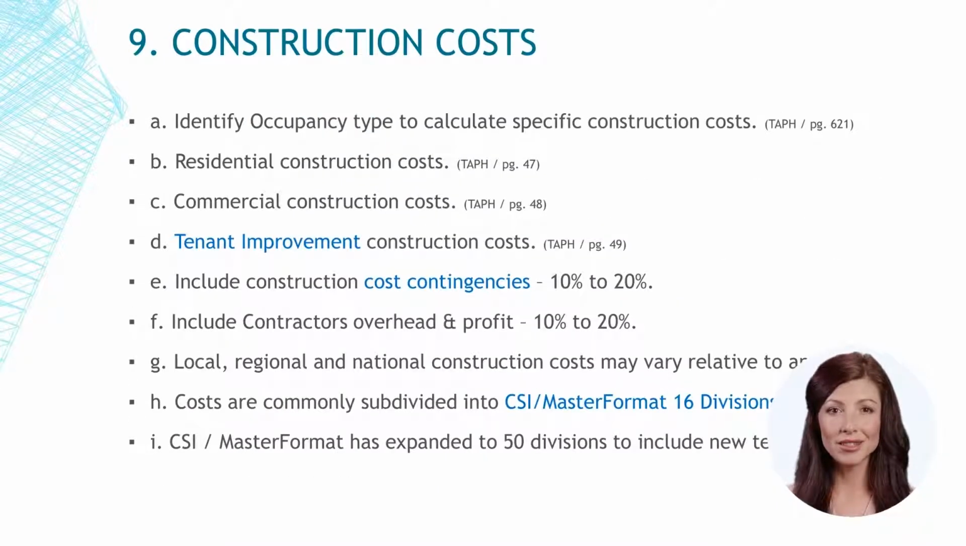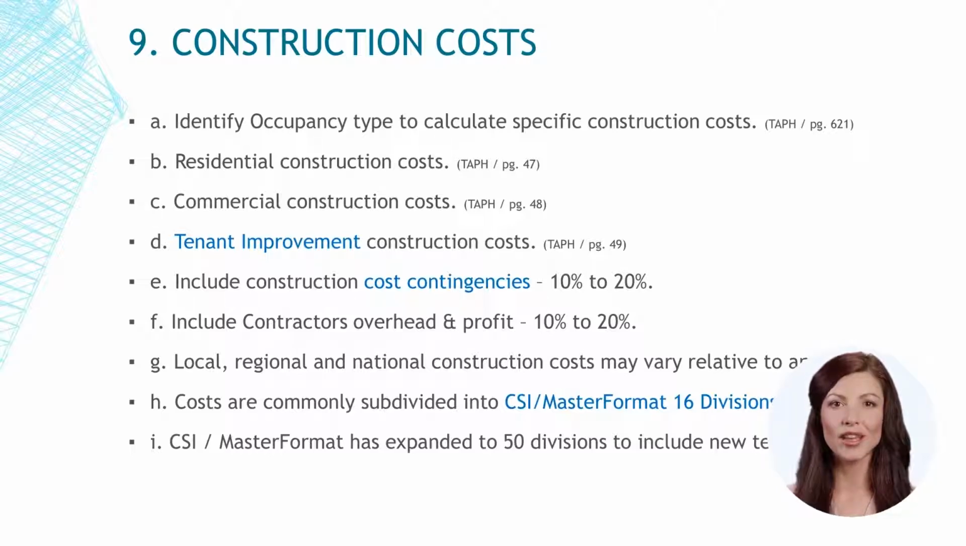9. Construction costs. The construction costs vary across the United States, with many metropolitan, urban, suburban, and rural submarkets. A. Many sources and construction guides usually identify the occupancy classification and building area to calculate specific construction costs. B. Residential construction costs are very dependent on local markets and labor supply.